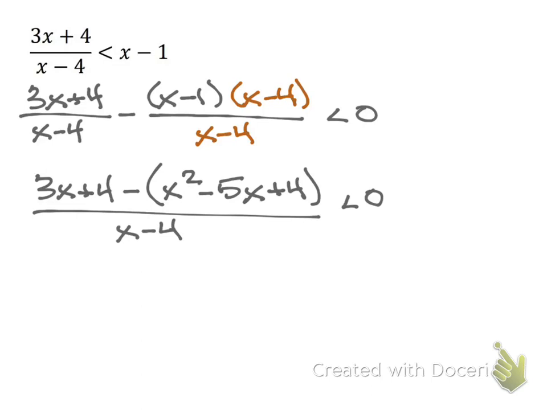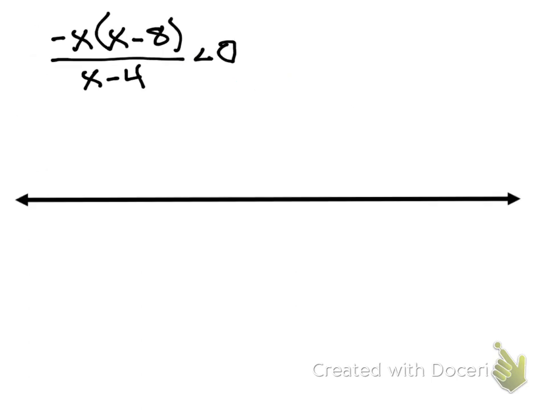So next, just keeping this up here, 3x plus 4 minus (x squared minus 5x plus 4) all over x minus 4 less than 0. Remember, when you have this situation, we have to be really careful and be sure that we distribute and combine. After distributing and combining and factoring, you end up with negative x times (x - 8) over (x - 4) is less than 0. Looking at the restriction, x cannot be 4. Then zeros occur at x equals 0 and at 8.